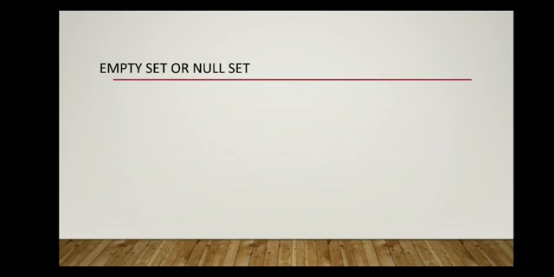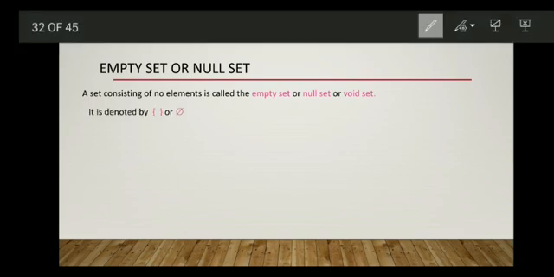So we'll see what is the empty set or null set. This is the definition of the empty set or null set. A set consisting of no elements is called the empty set or null set or void set. So if a set contains no element, then that set is called the empty set, null set or void set. The empty set is denoted by empty curly brackets or an O with a line across it. This is how we denote an empty set.